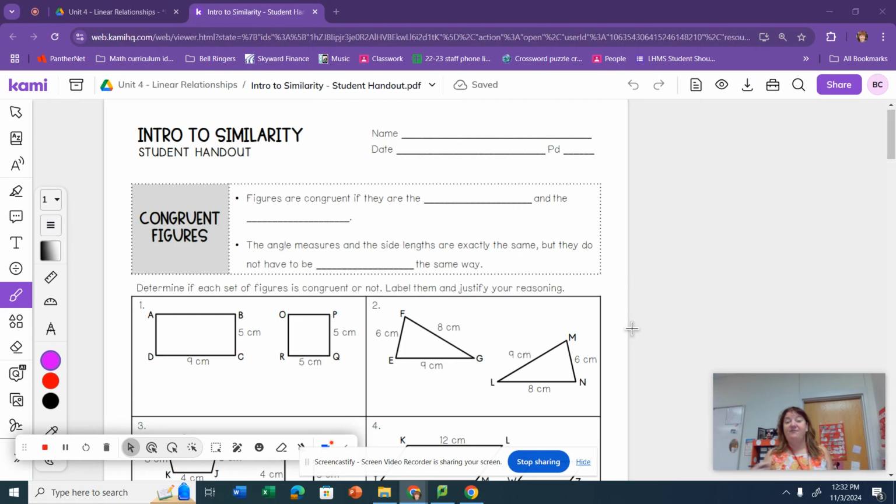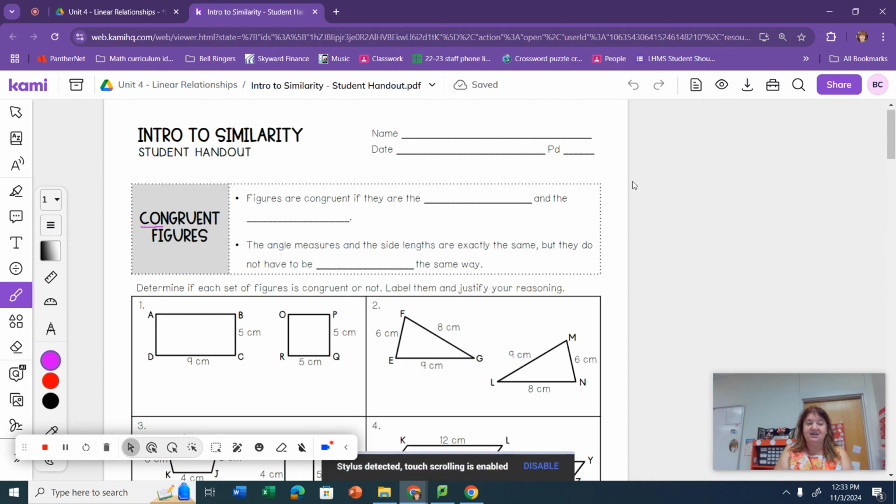Intro to Similarity. If I go too fast, this is a video. You can pause it, you can back it up, you can make it work for you. Okay, so let me hide that. There we go. So, congruent figures.